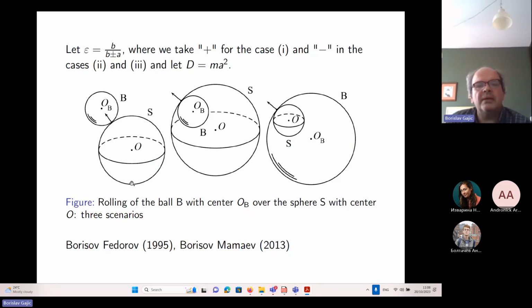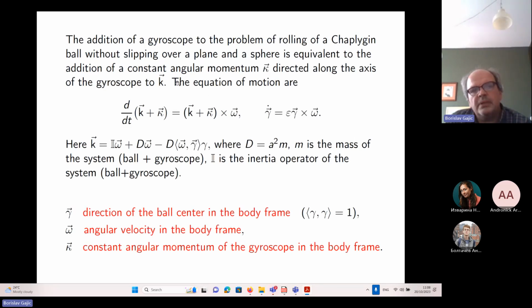Okay, so the addition of the gyroscope is equivalent to the addition of a constant angular momentum that is directed along the axis of the gyroscope. Then the equations of motion can be written in this way. Here k is given by this formula. This is the angular momentum with respect to the center of mass with some additional term, and this kappa is the constant angular momentum of the gyroscope in the body frame.